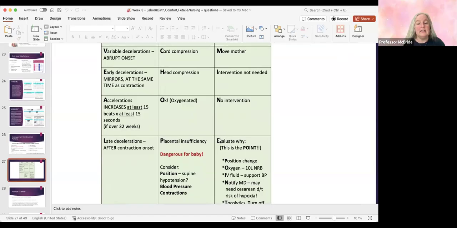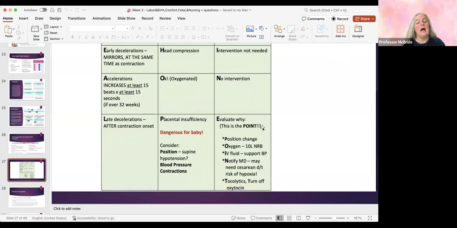And then L is for late. It's placental insufficiency. The E for MINE is evaluate. So why are we having them? Which is why I said what could cause that. We talked about position, blood pressure, contractions. So what we do about it is going to be related to that. Position change is still a good first thing to do. You're going to go from least invasive to most invasive, and position change is super easy and often fixes the issue. Oxygen, which Ashley had brought up, I told you it's not the good first thing, but it's still on the list. IV fluid to support the blood pressure. We should notify the MD in case we need to do a C-section, and we're thinking about slowing contractions down with either terbutaline or turning off oxytocin.